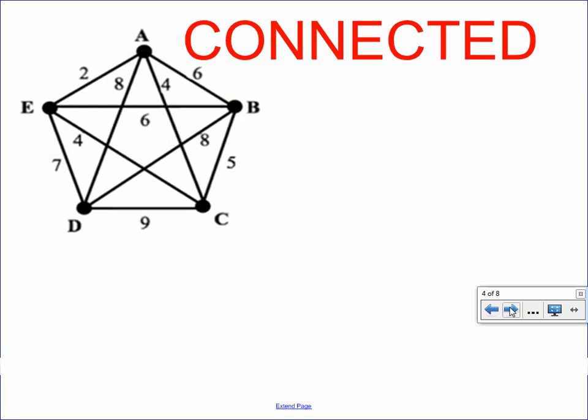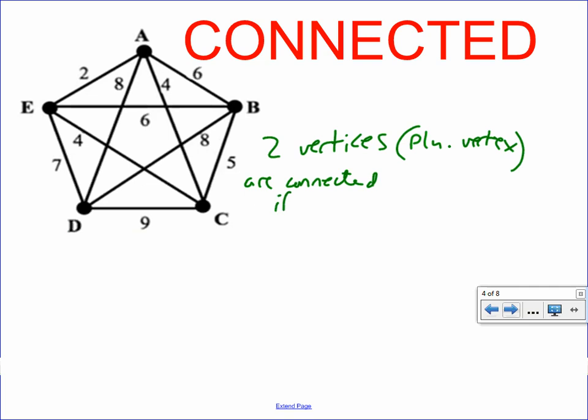Brilliant. Okay, connected. Now connected refers to two vertices. So maybe like B and D, or B and E, or B and A, or B and C, or something like that. So two vertices are connected if there is a path between them. So if you can put a path between two vertices, then they are connected. In fact, is there a pair on that graph that aren't connected? No. So every vertex in that graph is connected to every other vertex, so that's called a connected graph.